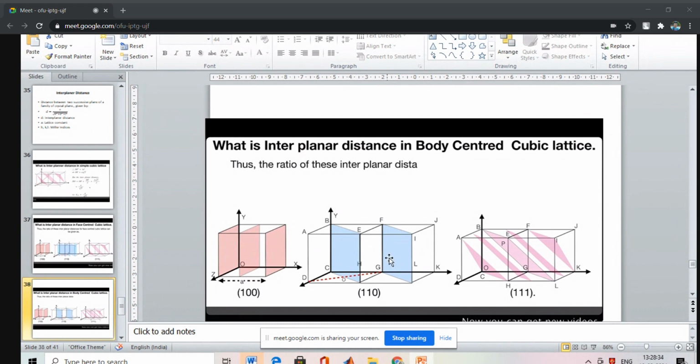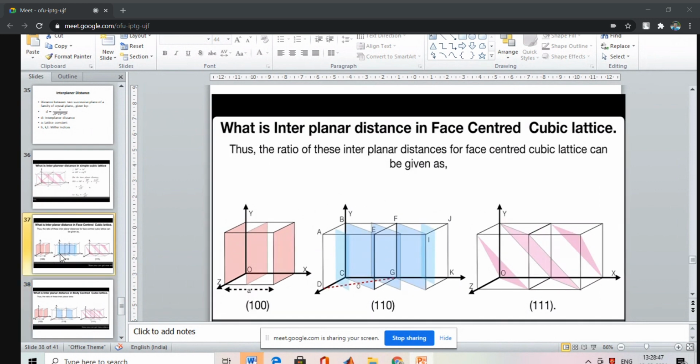So in BCC, this D110 will be the same as that of SCC, that is A upon root 2. Write down. But in FCC, look, in FCC you will see there is an additional plane. Which additional plane is there? Look, which one was it in FCC? This one was there, this BC and this one was FI, this one.